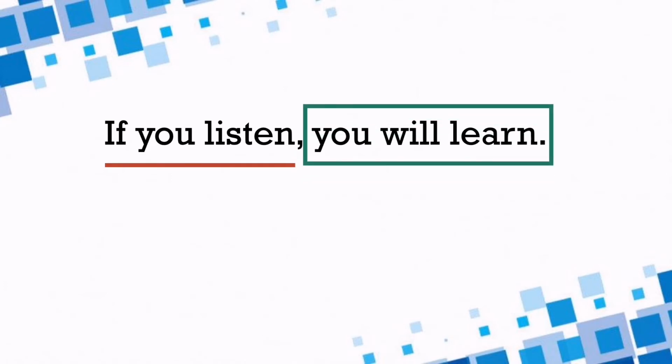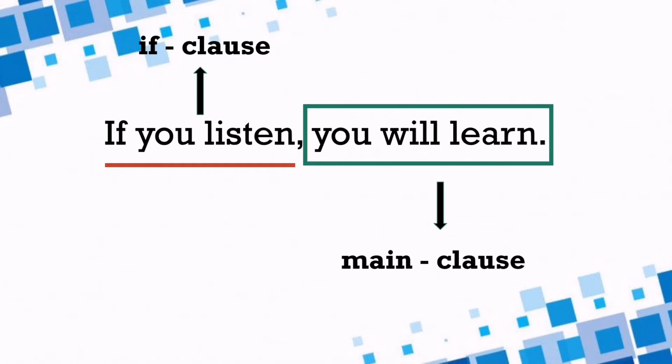The underlined clause is called the if clause. Remember, an if clause is introduced by the word if. The clause inside the box is called the main clause. Bear in mind that main clause can be easily determined by answering the question what will happen plus the if clause. The word you is used as the subject and will learn is the predicate in the main clause.